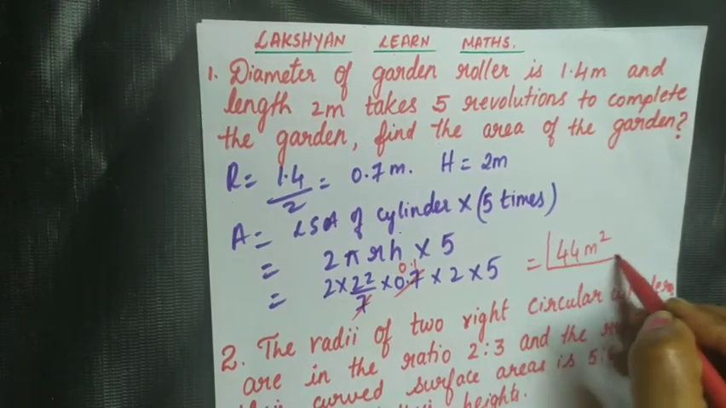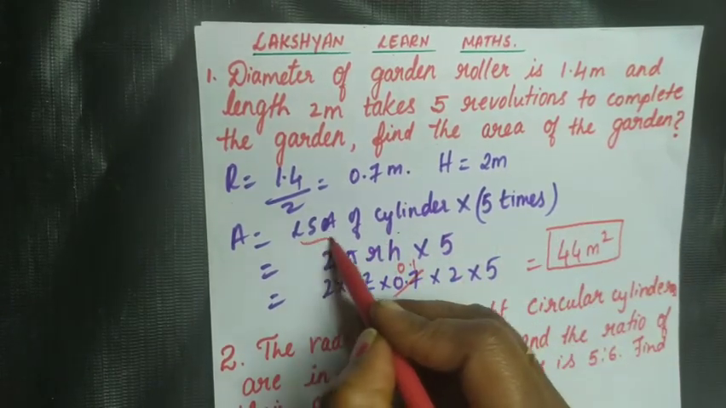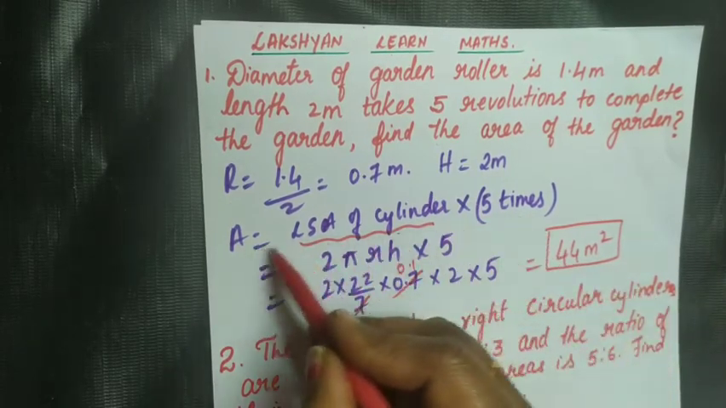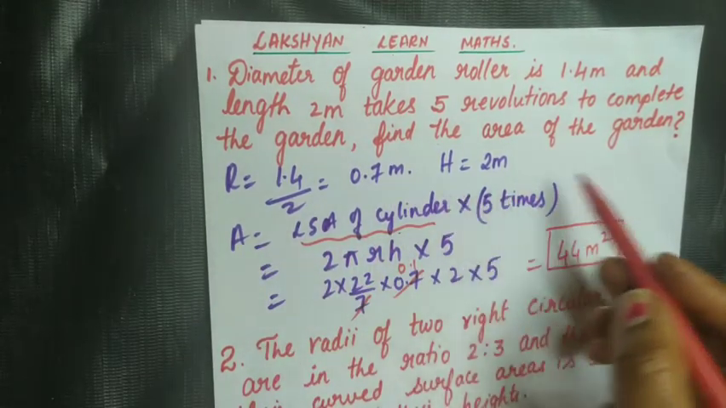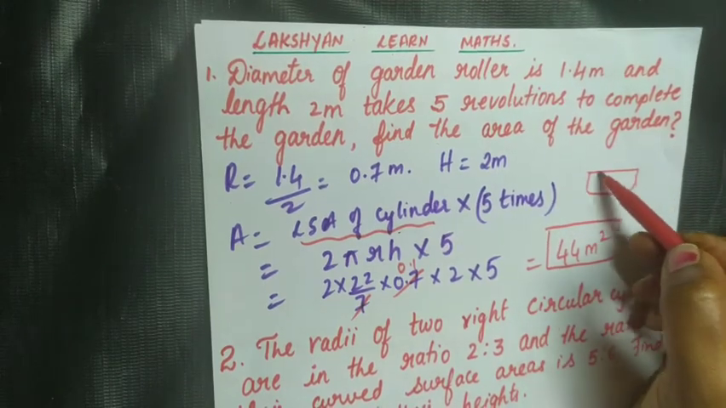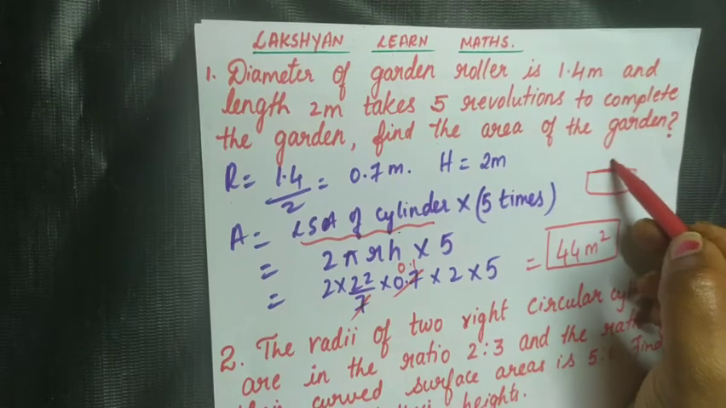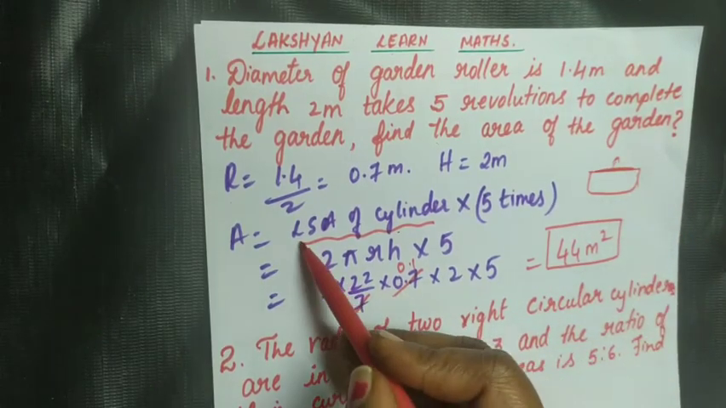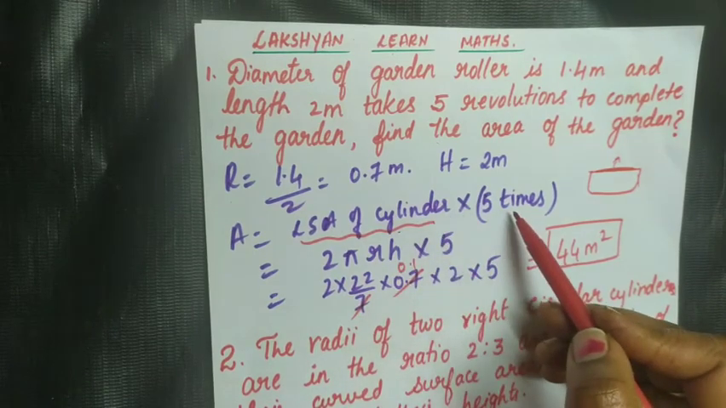Okay, so here first you can find the LSA of a cylinder and then multiply by 5, or directly in the formula itself. The roller is in a cylindrical shape, so only this surface rotates. It rotates 5 times to complete the garden. So you have to take only the LSA of a cylinder and multiply it by 5 times.